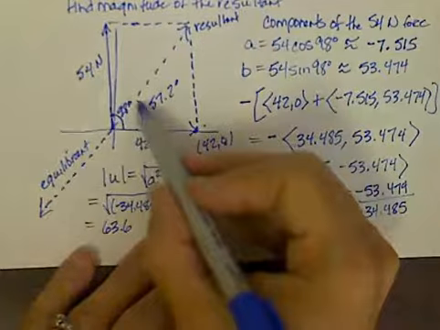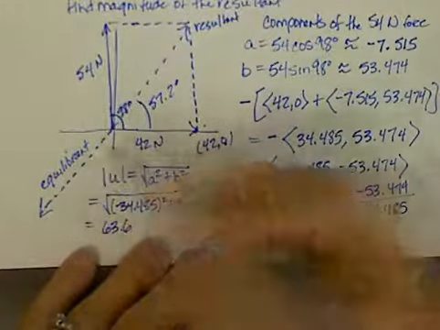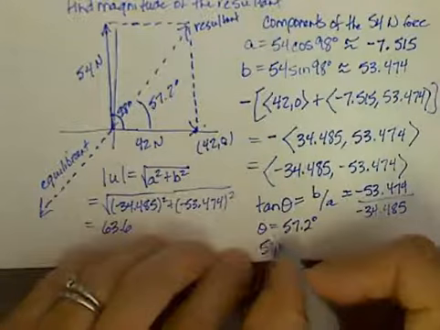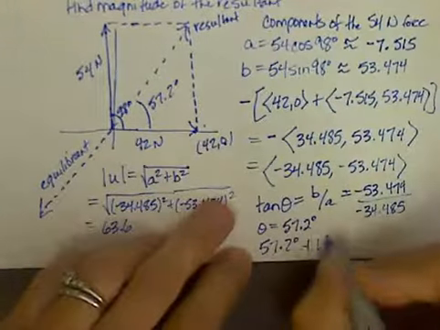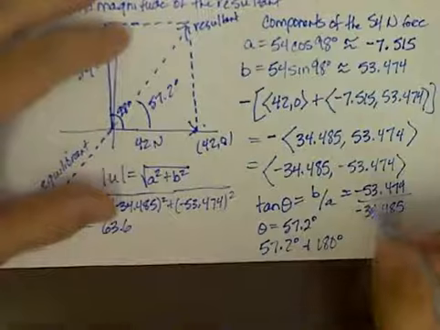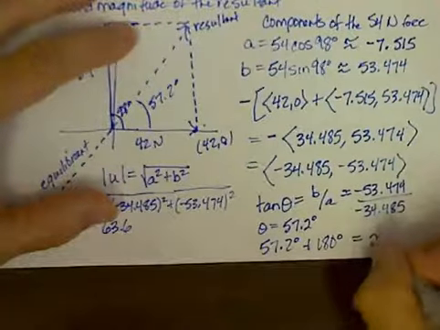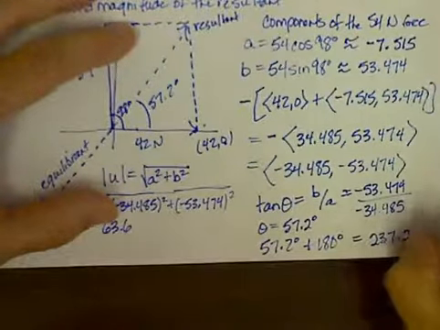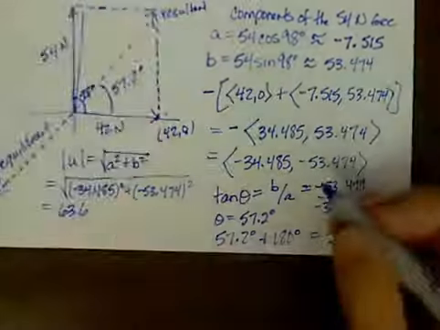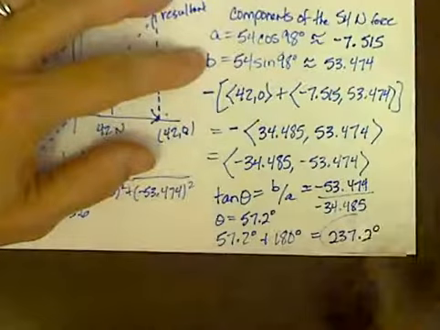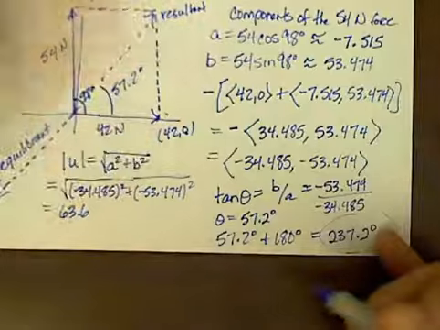Now for our equilibrant, that's another 180 degrees past that, so we're going to take our 57.2 and add 180 degrees, and that gives us 237.2 degrees for the direction angle for our equilibrant.